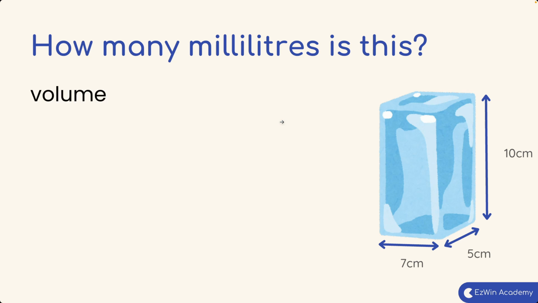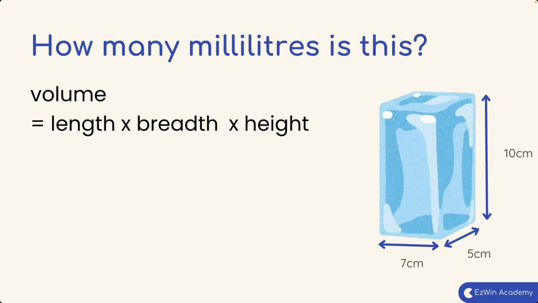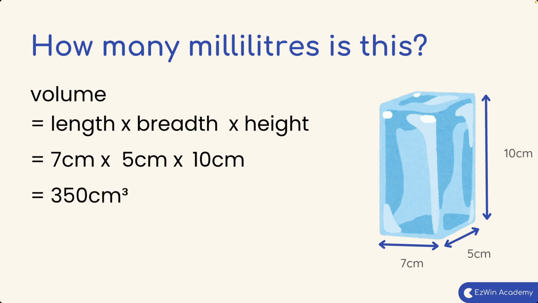So first we need to know the volume of this. Okay, this is not a cube, but a cuboid, right? So we have a volume which is equal to length times breadth times height. So we put in 7 centimeters times 5 centimeters times 10 centimeters, and this should give you 350 centimeter cube. So this is pretty straightforward. So 350 centimeter cube is equal to 350 milliliters. So this cuboid over here is 350 milliliters.